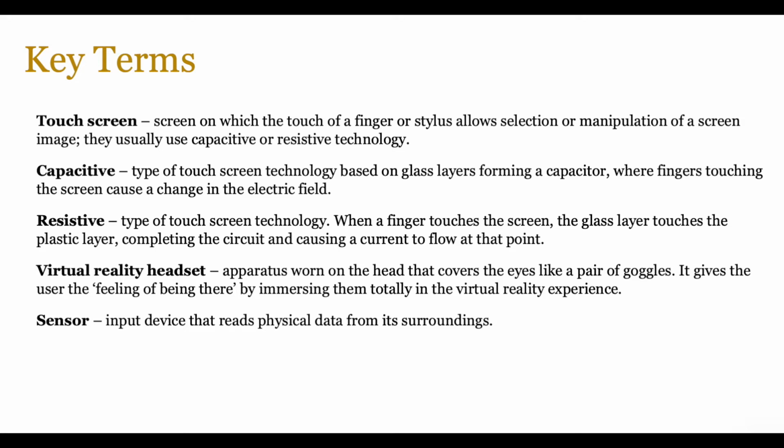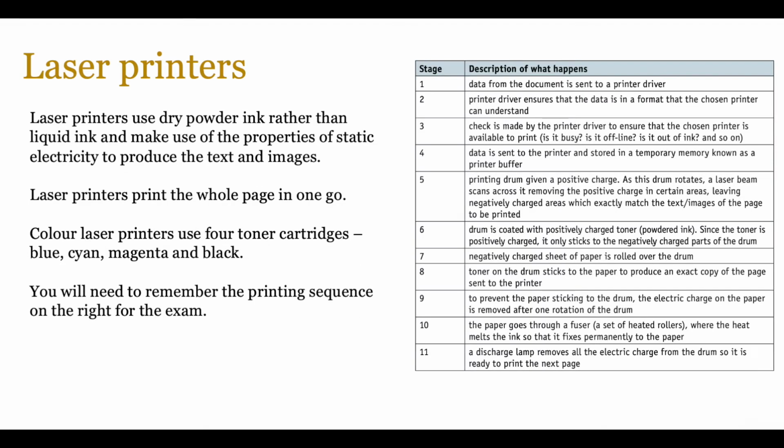Now let's begin by looking at printers in particular. So printers come in all kinds of flavors: lasers, inkjets, and obviously 3D printers. Laser printers use dry powder ink rather than liquid ink, and they make use of the properties of static electricity to produce text and images. So they basically print the whole page in one go rather than line by line. And laser printers normally use 4 toner cartridges instead of liquid ink, and these are blue, cyan, magenta, and black.